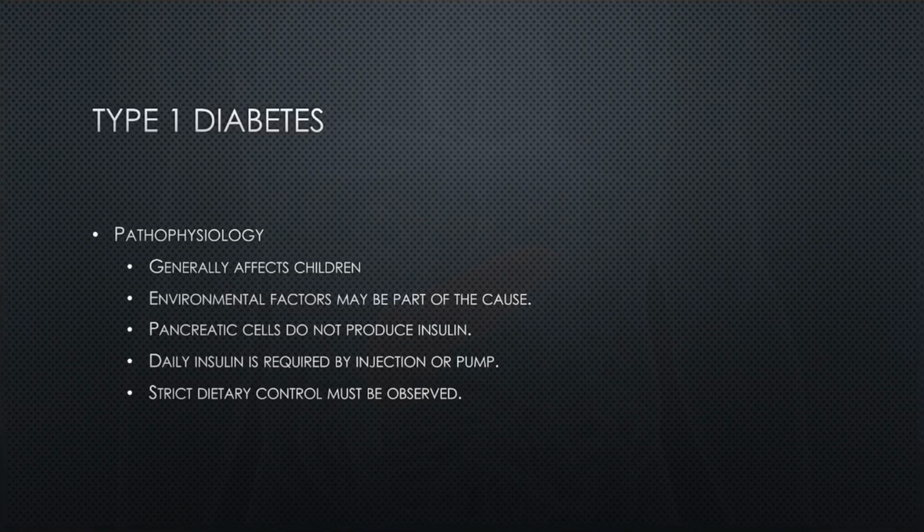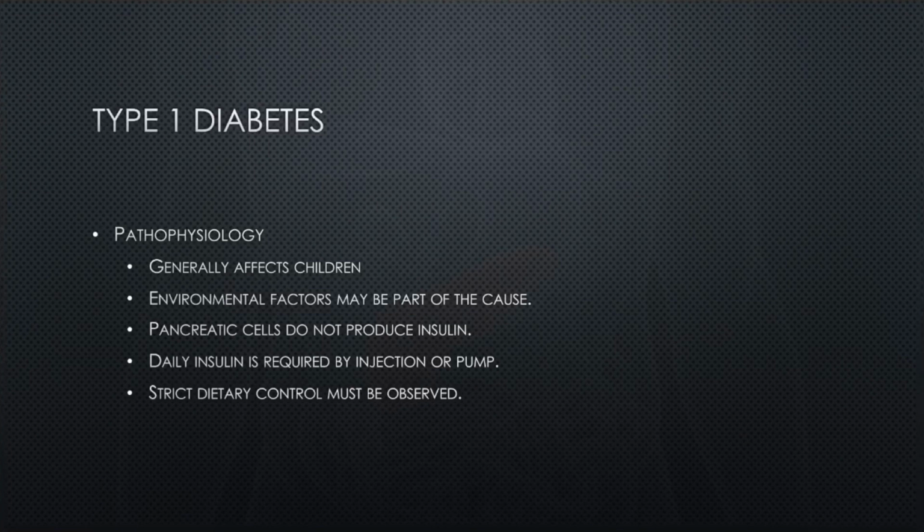The body develops autoantibodies that incorrectly identify the body's own tissue or substances as foreign invaders to be destroyed. The pancreatic beta cells become incapable of secreting insulin and regulating intracellular glucose. And insulin must be administered by injection or with a pump because they're not making it endogenously anymore.